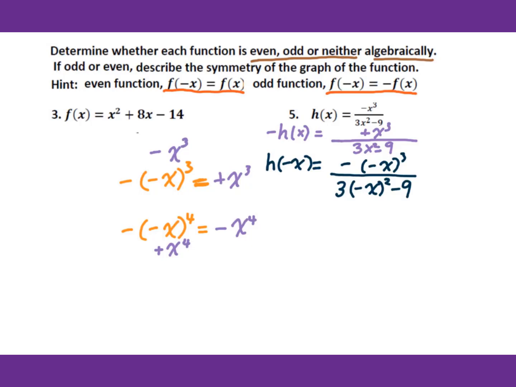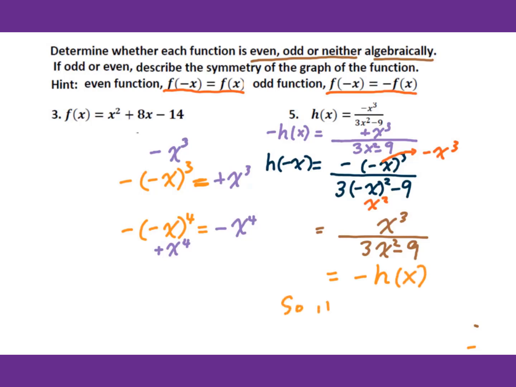Therefore, for negative x to the third power, that is a negative x to the third power, and a negative x squared, that's x squared. Therefore, we got negative, that's positive x to the third power. Denominator, we got 3x squared minus 9. When you check back, you could say h of negative x equals negative h of x. So it is an odd function and reflects across the origin.